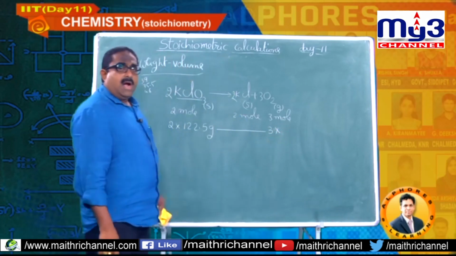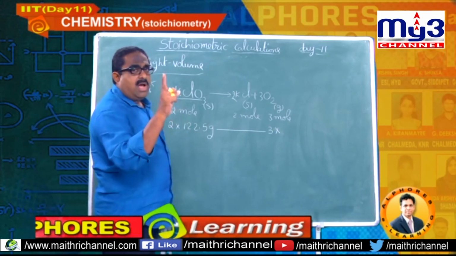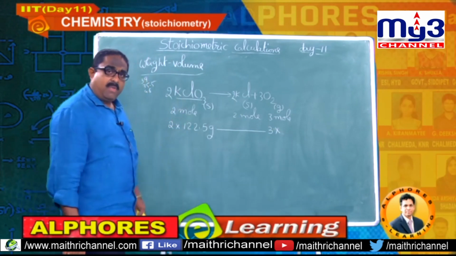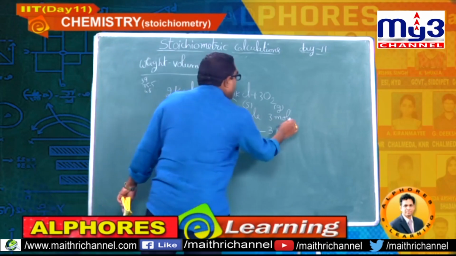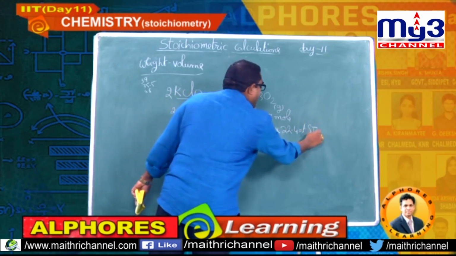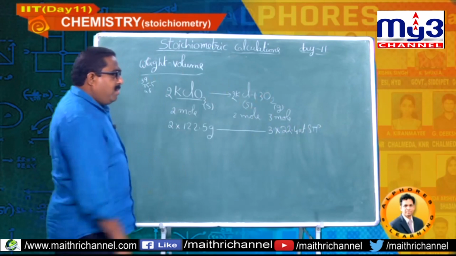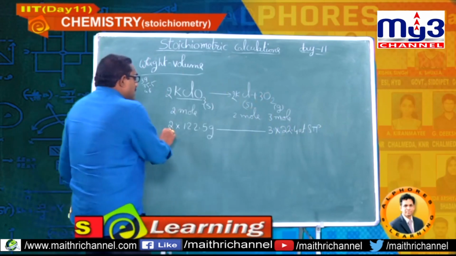We know, according to the GMV concept, 1 mole of any gas at STP occupies 22.4 liters. So 3 moles are there. Simply I can write 22.4 liters. But STP you should mention, otherwise it becomes wrong. So this is a relation.